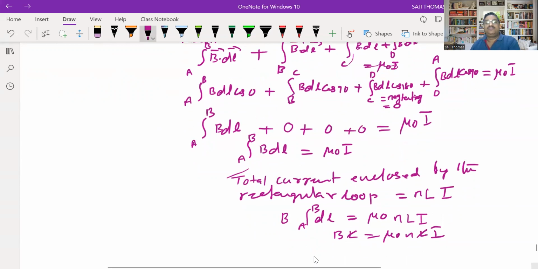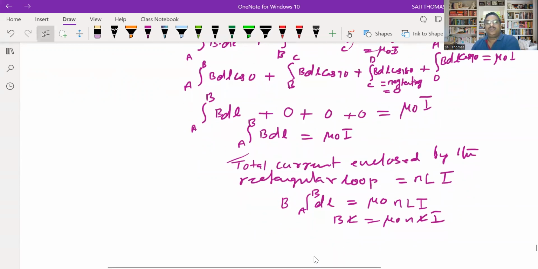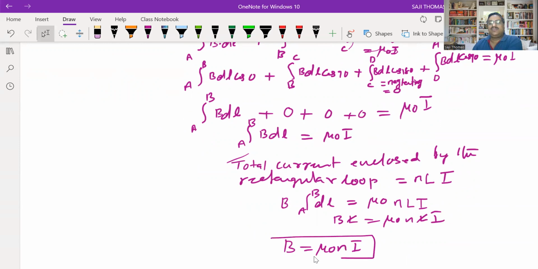So we got the equation for magnetic field inside the solenoid. B equals mu 0 N I. This is the magnetic field at the center of the solenoid. Okay. Magnetic field at the center of the solenoid is mu 0 N I. Outside the solenoid, it is 0. What is N here? Number of turns per unit length. Okay. I is the current.